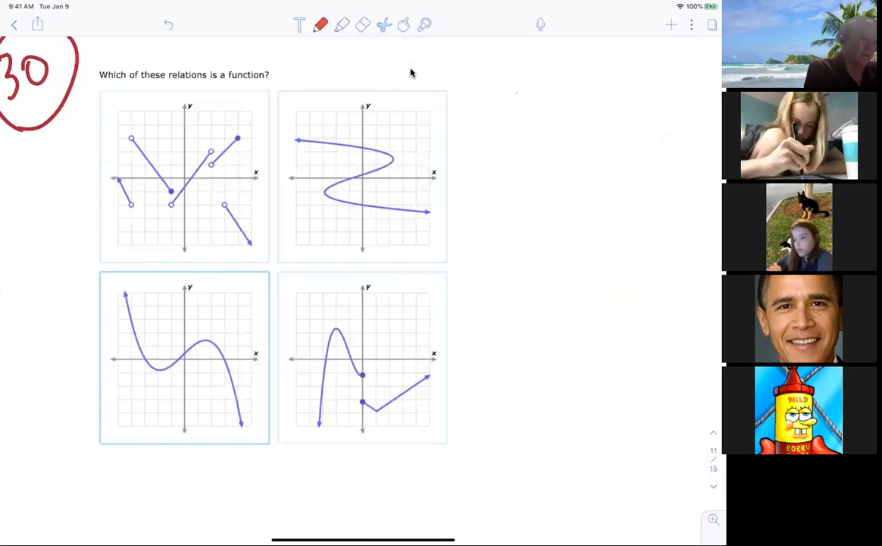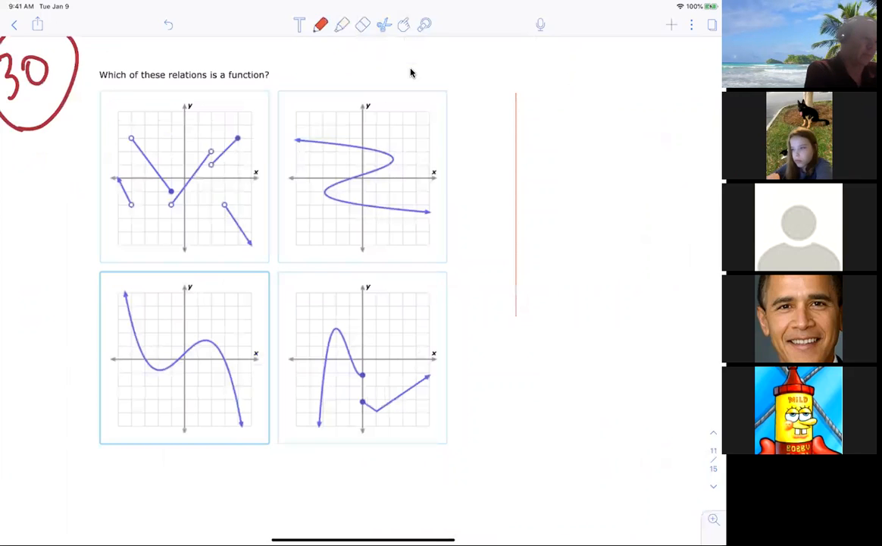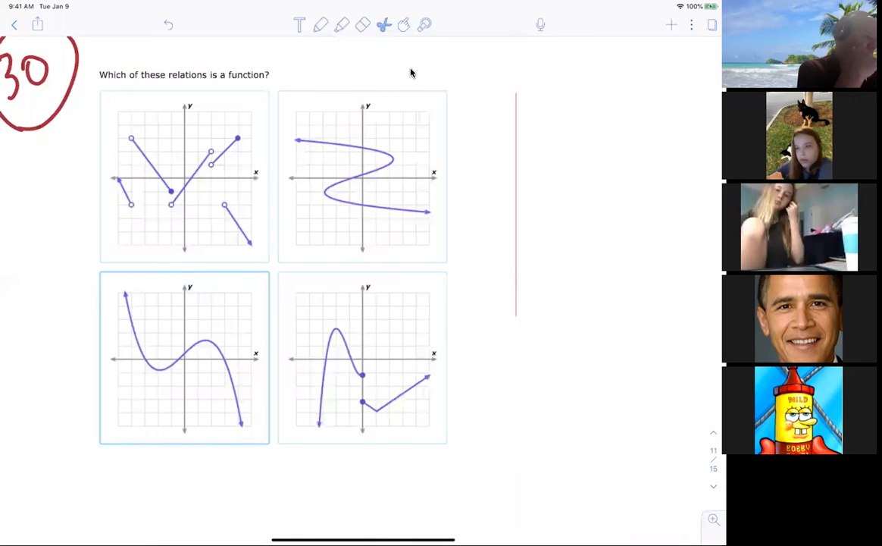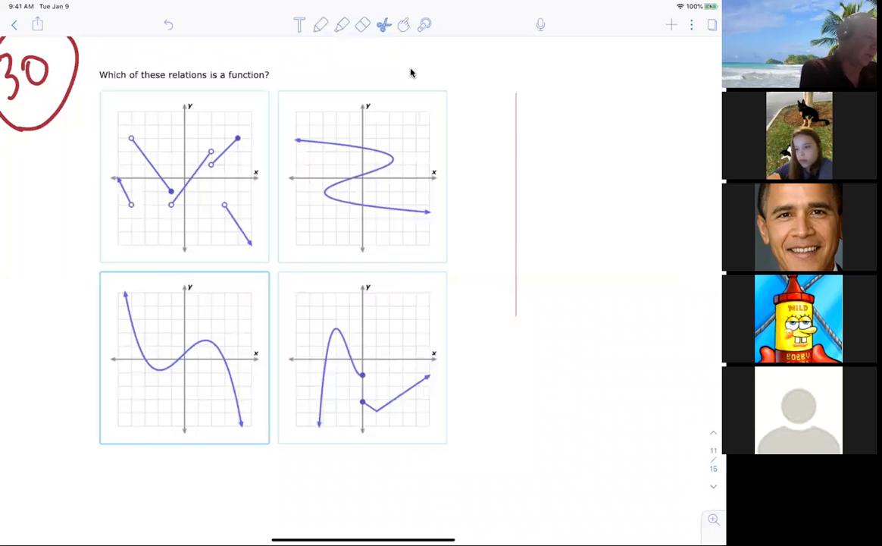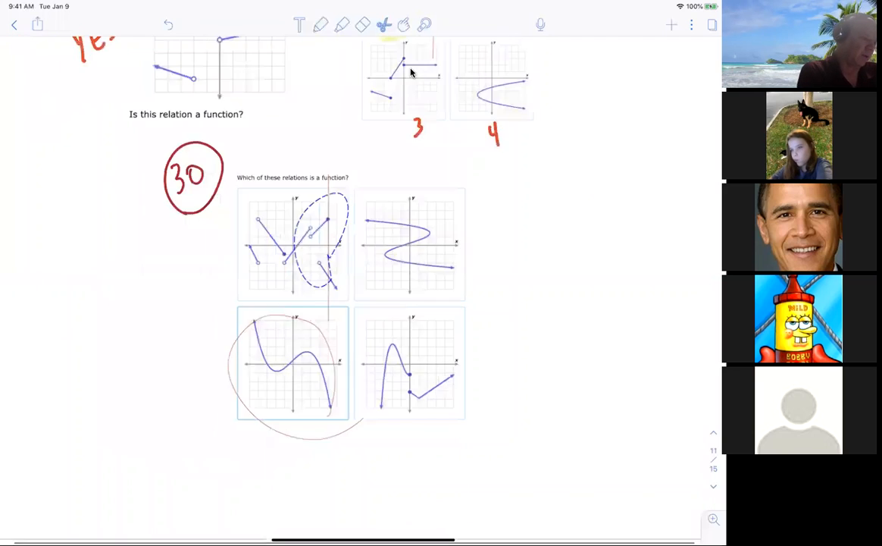We're going to draw a vertical line. All right. Now, let's hear it, everybody. Which one is the function? The third one. Yay, the third one. Very good. This one right here was easy, not a function. This is not a function. At that point, not a function there. Okay, very, very good.